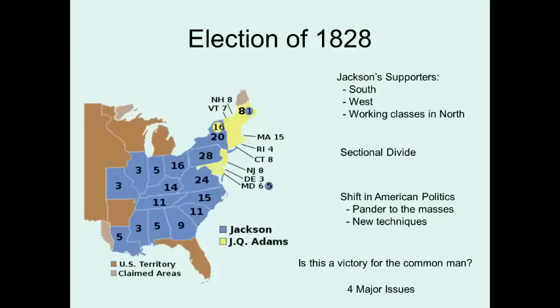So, in Jackson's presidency, in many ways, his presidency helps to shape the future of the United States. And it is rocked by scandals and it is rocked by issues. The most important are 4 major issues. And these are patronage, the nullification crisis, the bank war, and Indian removal. And we will talk about each one of these issues, patronage, nullification, the bank war, and Indian removal, on the next slides.